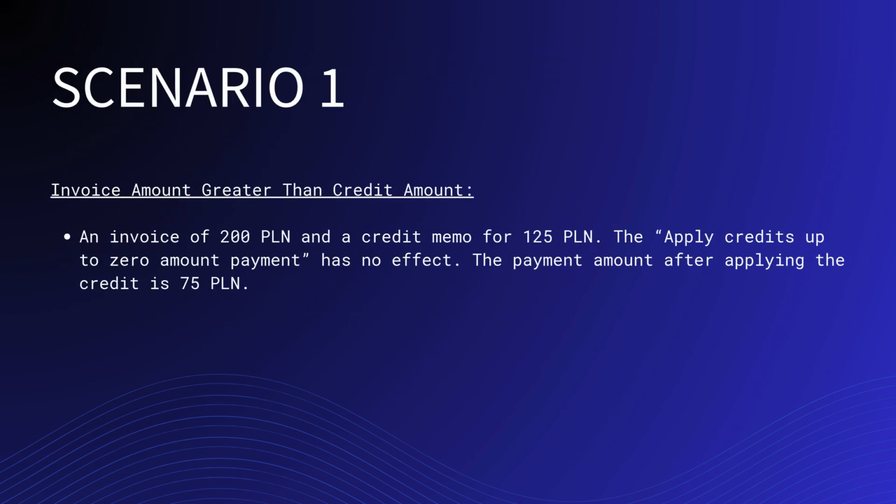So let's take two scenarios. First scenario: invoice amount greater than credit amount. You're creating an invoice of 200 PLN and a credit memo of 125 PLN. Now when you're processing the payment, in the payment process profile there is a checkbox called apply credits up to zero payment amount. If you tick that box and process the payment, in this scenario it won't have any impact because your credit memo is less than the invoice amount.